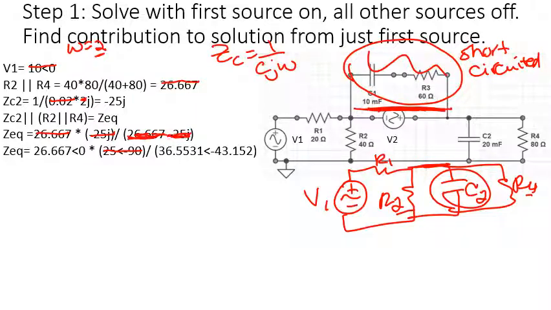Now my denominator, I now have a complex term that I calculate the magnitude for by taking the square root of 26.667 squared plus negative 25 squared.